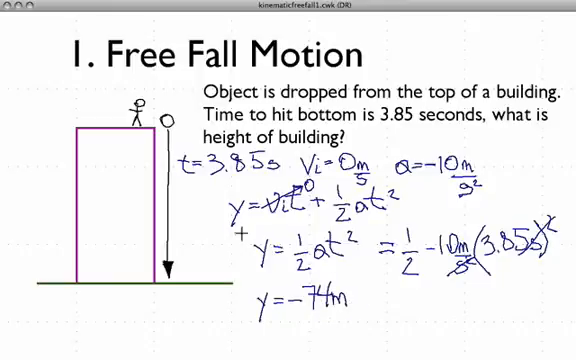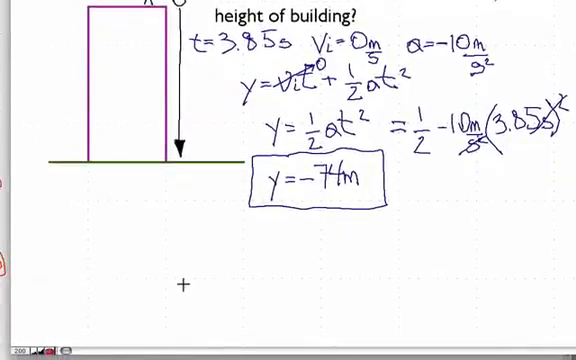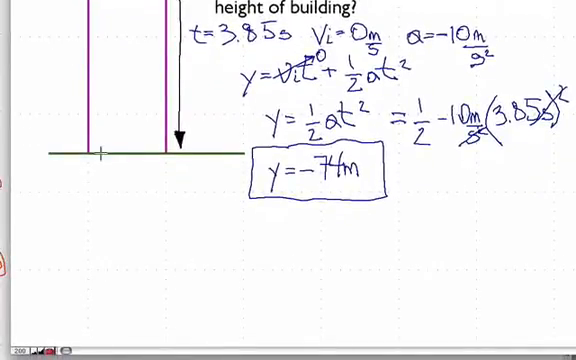Okay, so that's the answer to the distance. The distance is negative 74 meters. Now, what does that mean, negative 74 meters? It just means you're falling in the negative direction. Okay, and this is the negative direction. Now let's just do the final velocity really quickly.